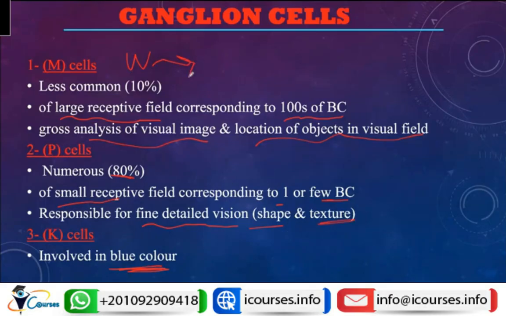Some books say that the M cells project to the magnocellular layers in the lateral geniculate body, and the P cells project to the parvocellular layers in the lateral geniculate body, and hence they are named M and P cells. The magnocellular layer will be responsible for gross movement of the object in space, while the parvocellular layer will be responsible for texture, shape and fine details. So you may know this classification as well.